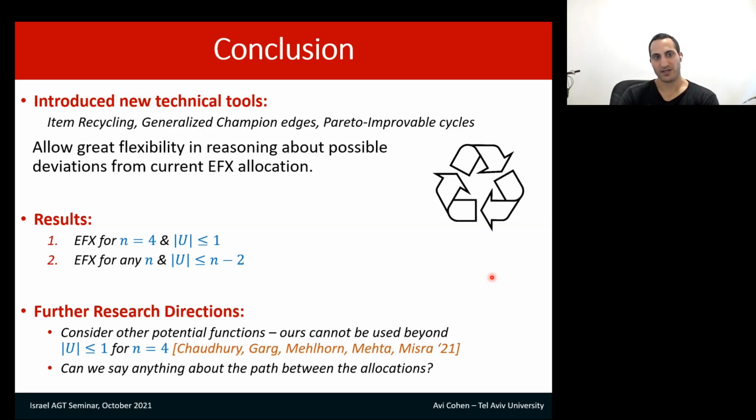And for further directions, we cannot use the same approach of advancing the potential function when we just have one unallocated good, because there's an example by Shudari, Gard, Melhorn, Mehta, and Misra from EC21 that showed an allocation where there are 4 agents and 1 good is unallocated, and there's no way to advance that potential function phi. Any EFX that dominates the current allocation will have a lower potential. So one direction would be to consider a different potential function.